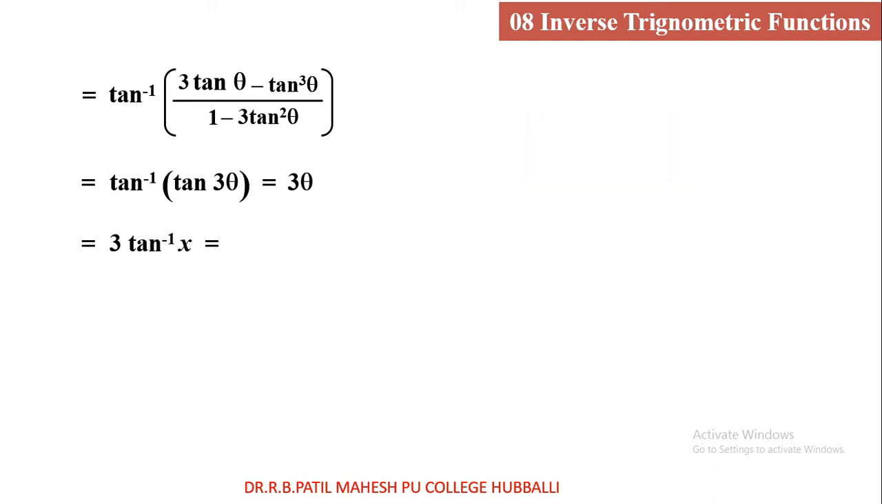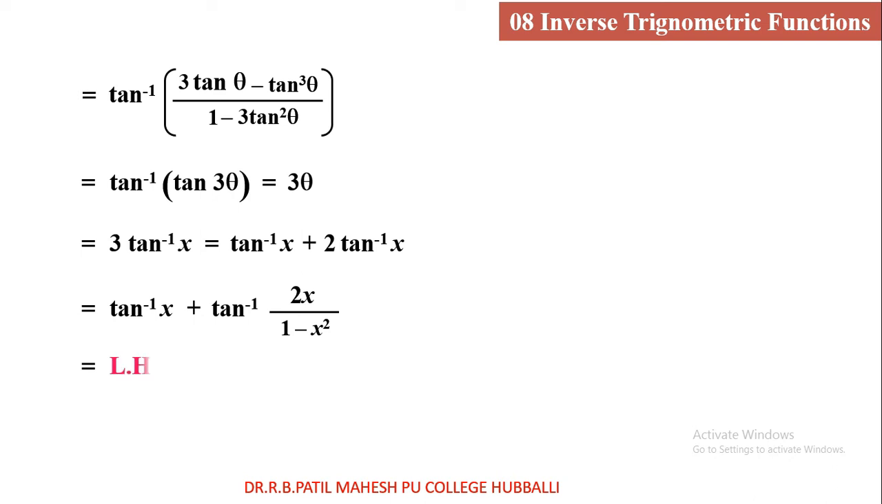Very important step. 3 tan inverse x can be written as tan inverse x plus 2 tan inverse x. You can express 3 as 1 plus 2. So now tan inverse x plus 2 tan inverse x, the formula is there, students. In this video only, in the beginning I discussed, that is tan inverse of 2x upon 1 minus x square, and this is going to be the LHS. Hence we proved LHS is equal to RHS.